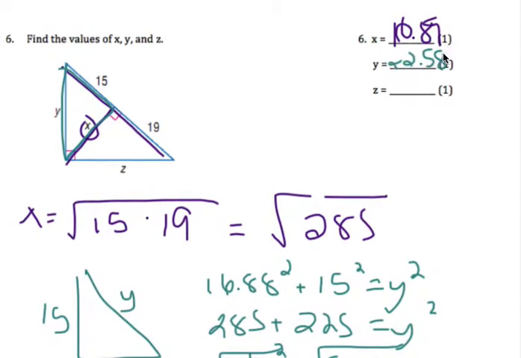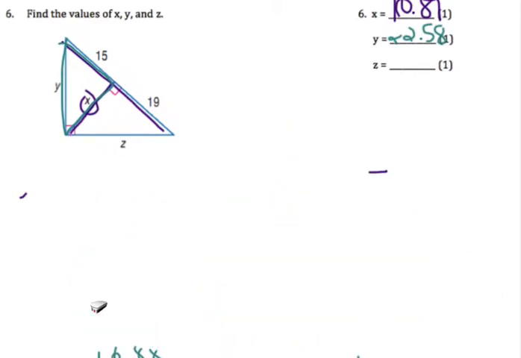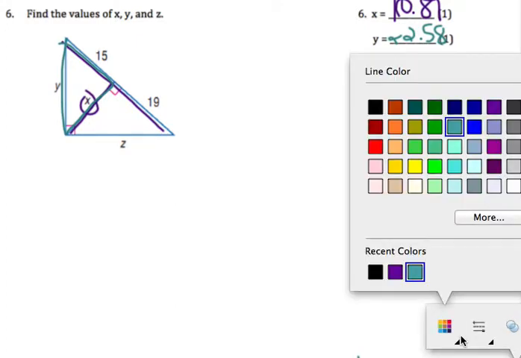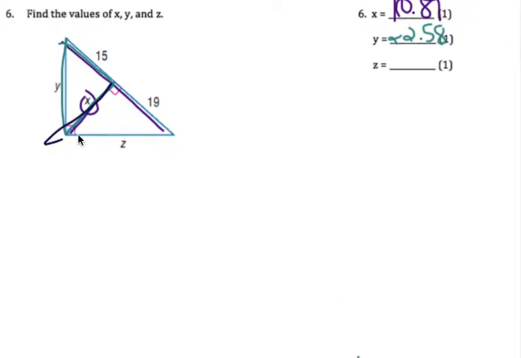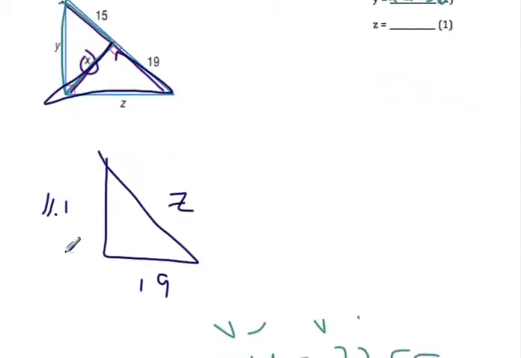So that's your answer for y, 22.58. So now we need to get our z. So z is going to look like this. When you do z, we're going to select a different color so that it's easy to see. So then what we want to do is this one right here. So we're going to do 19, x, and z. Oops, so we know x, I can erase that. That x is going to be 10 point, what did I say? 16.87. If I could read my own writing, I'd be having a good day.